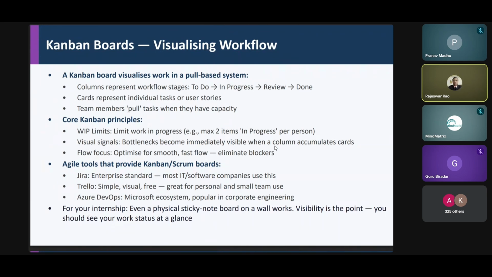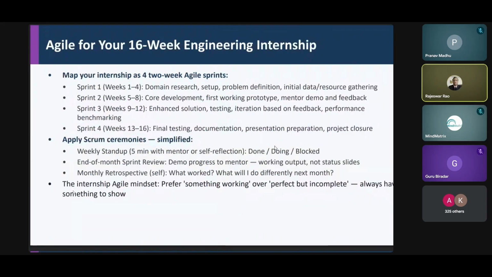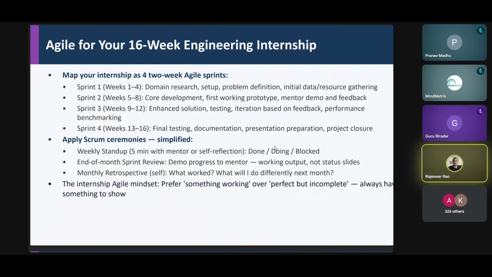Next slide, please. So what I've done is, to your benefit, based on my own understanding about the project, I've broken down your 16-week project into 4 sprints. But I would recommend at least 6 to 8 sprints for each one of you. Sprint 1 to sprint 8. Break it down into 1 to 2 weeks logical sprints.